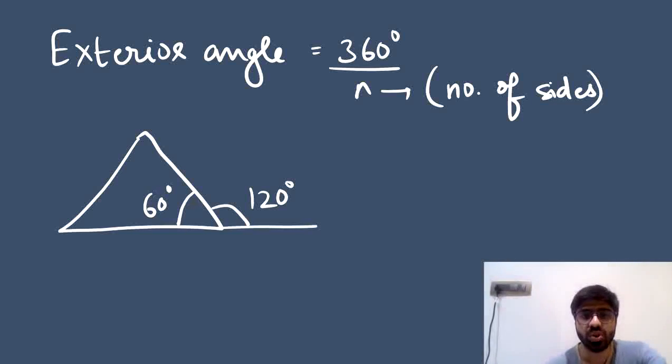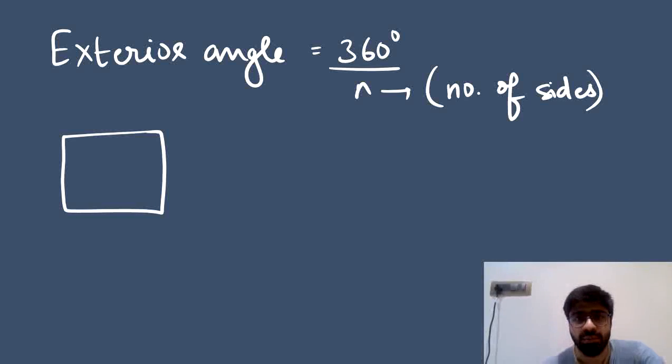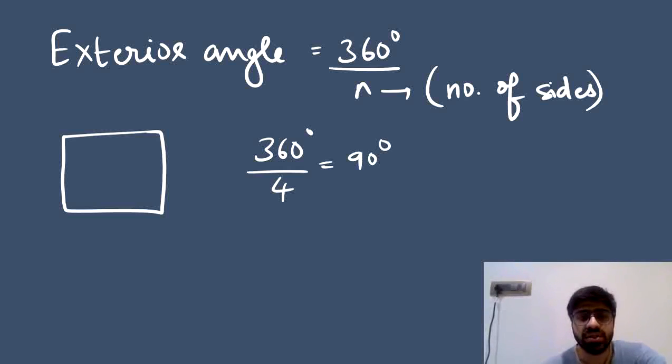Let's try it out for a square. A square means it is a four-sided figure and the length of every side is going to be the same. So for a square, the measure of every exterior angle would be 360 degrees divided by 4, which is equal to 90 degrees. And yeah, you can see it very well from the diagram that the exterior angle here is 90 degrees, and the interior angle would then be 180 minus 90, which is again 90 degrees.